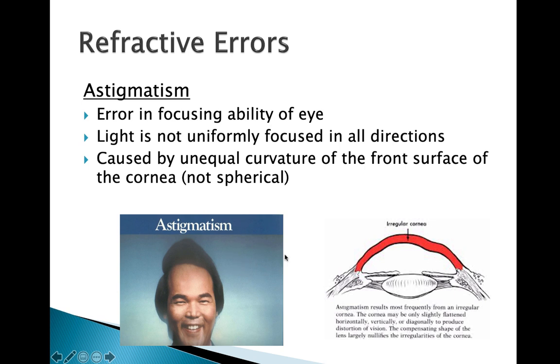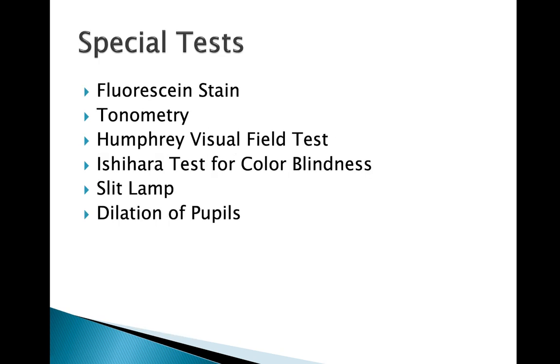So on the left-hand side is a picture of what it might look like to somebody who has an astigmatism. And you can see his nose is clear, but his hair is not correct. And so that's an astigmatism.